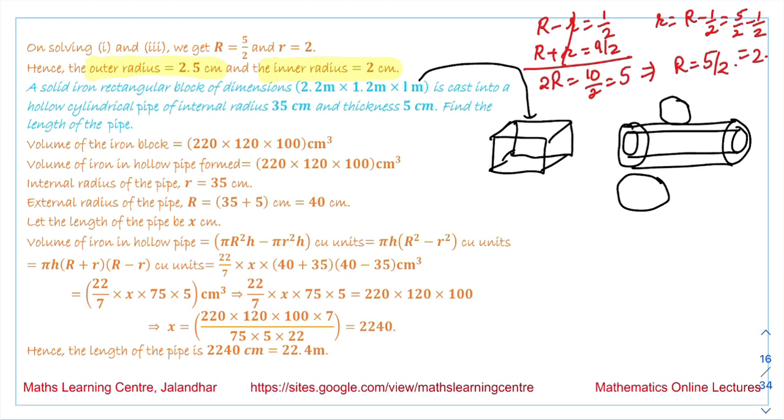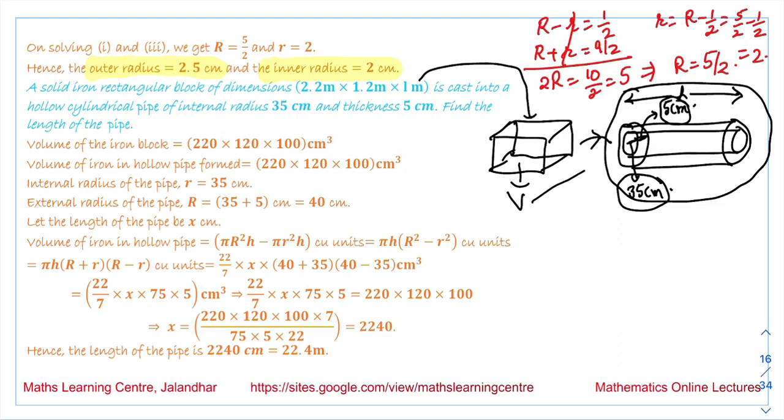Whose internal radius, this internal radius we are talking about, is 35 centimeters. And the thickness we are talking about is 5 centimeters. Suppose the length of this pipe, we are talking about the height of the cylinder, is h. So we have to find the length of this pipe. So we are saying that when an iron rectangular box is casted into this, the volume of both these will remain same. If suppose the volume of this is capital V, then the volume of this pipe will be same. Mathematically we say that the volume will be preserved.